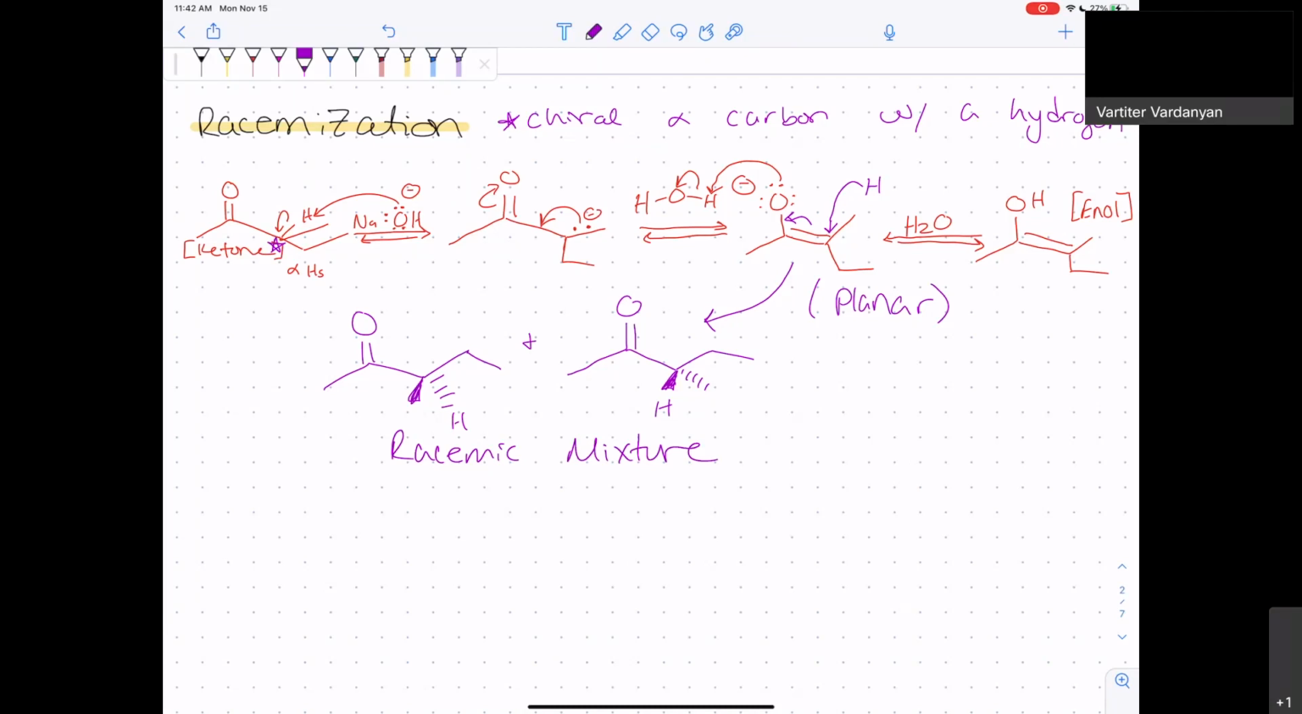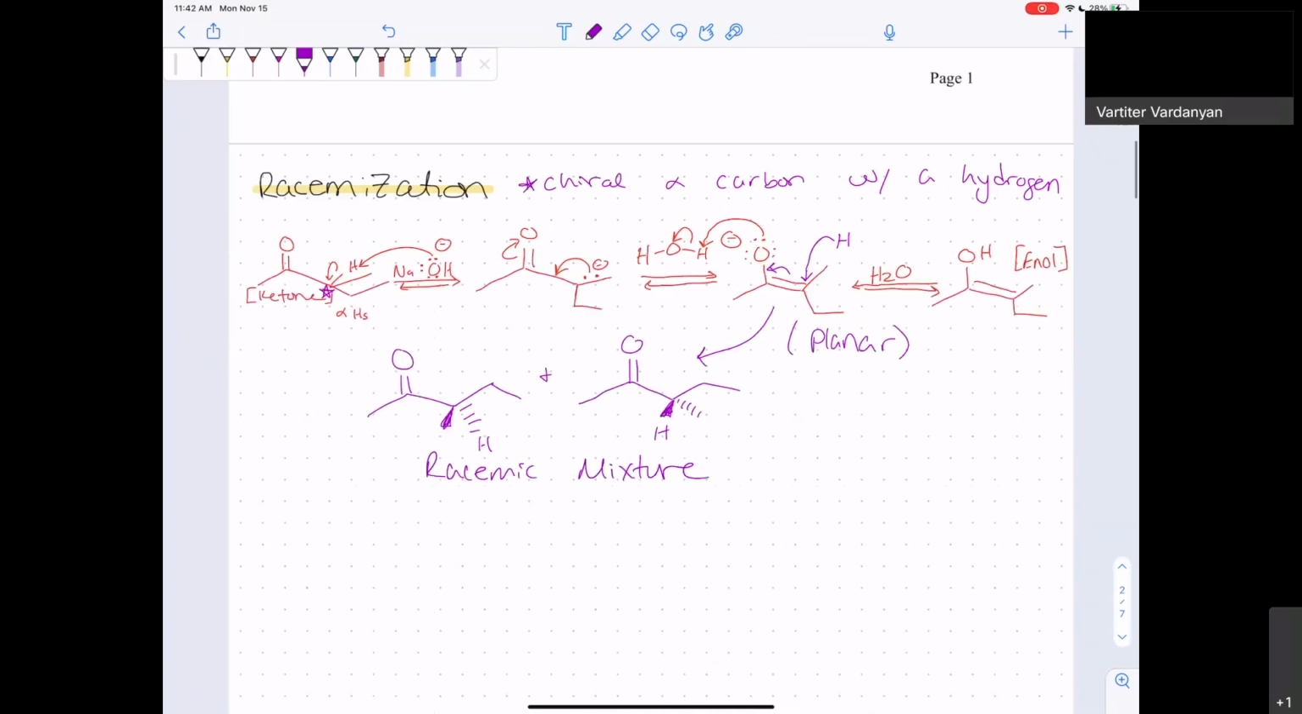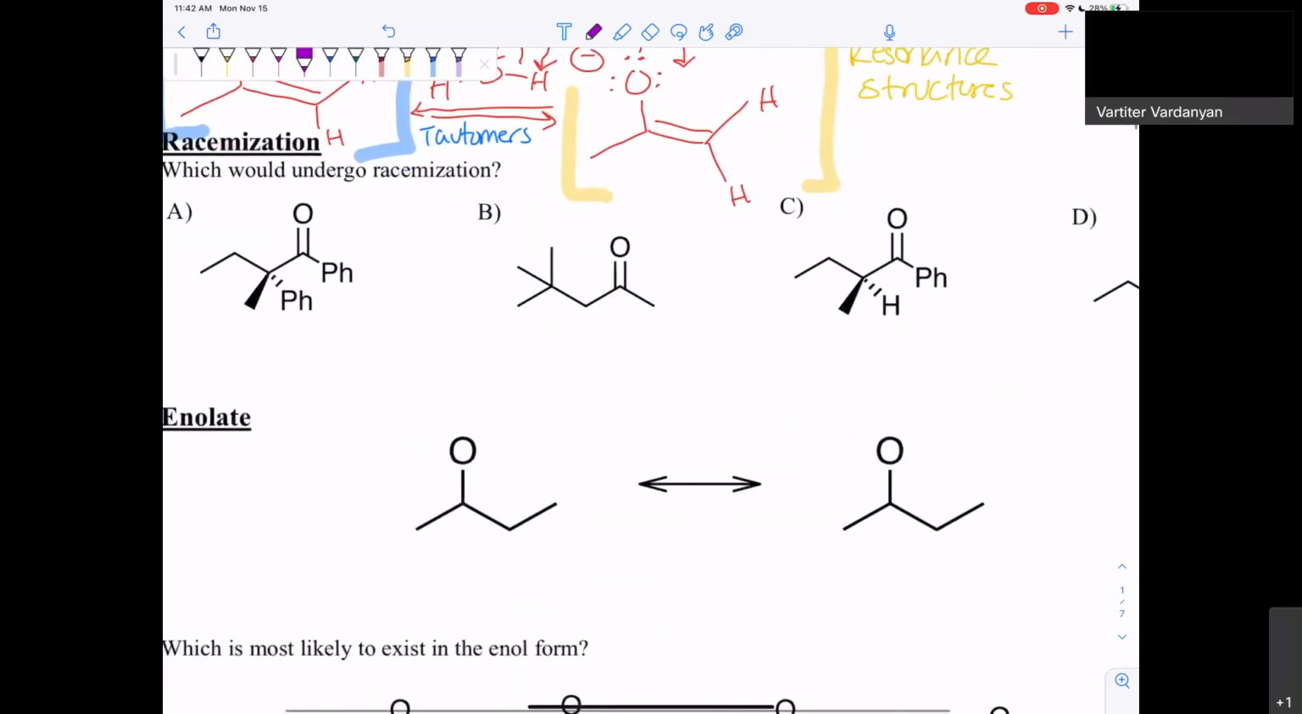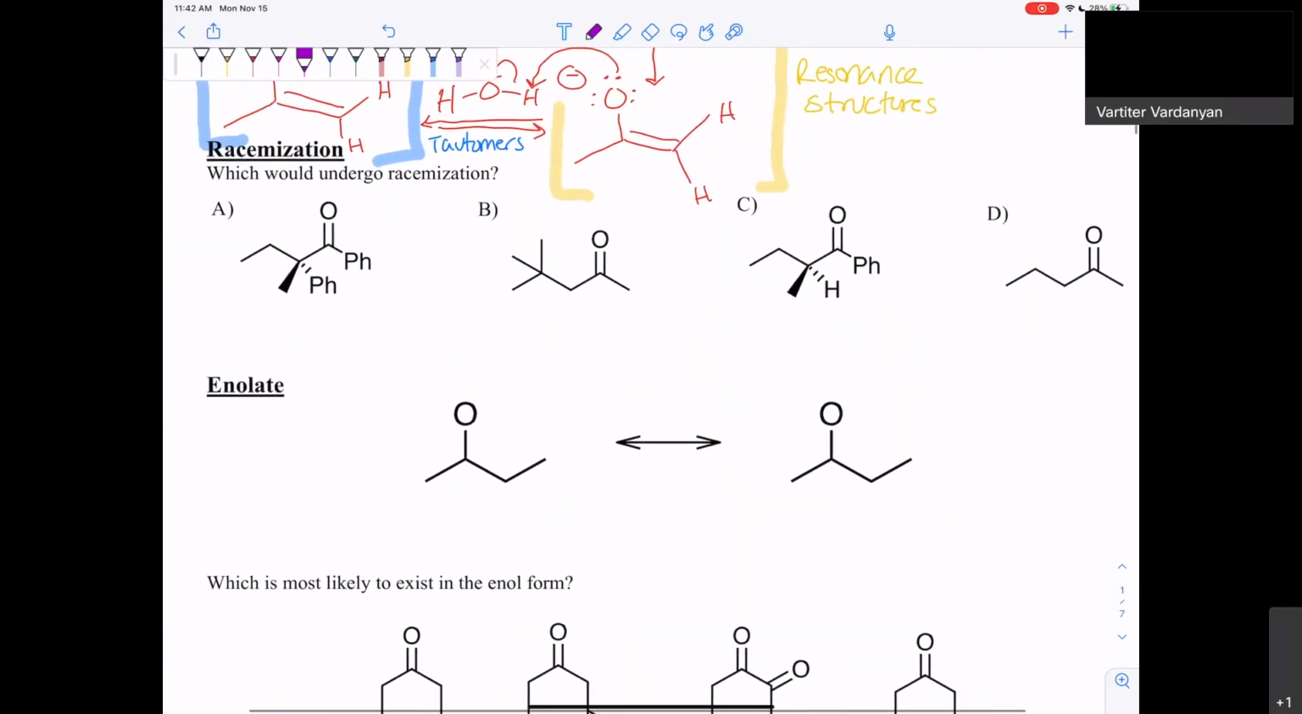Saw another hand. Okay, cool. You guys are asking such great questions. All right. So the example practice question that I have for you guys is, which of the following would undergo racemization? I'm going to give you a couple seconds to look at it, think about it, and then we're going to talk about it together.